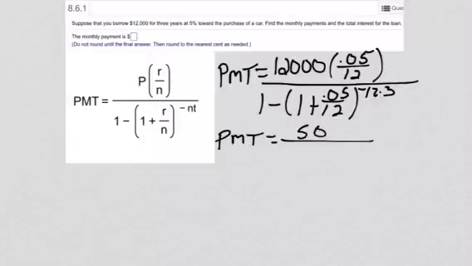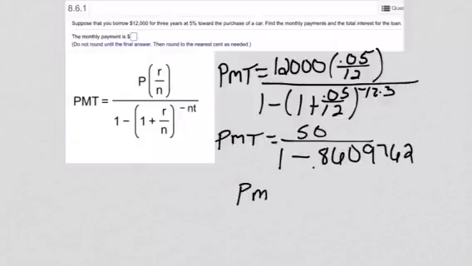Alright, now on the bottom I'm going to simplify the (1 plus 0.05 divided by 12) raised to the negative 36 power first. So I'm going to get 1 minus (0.05 divided by 12 plus 1) raised to the negative 36. Well, that's going to give me 0.86096762. And I'm going to stop there. There are a few more decimal places, but I think we'll be safe here. And so now we just calculate this.